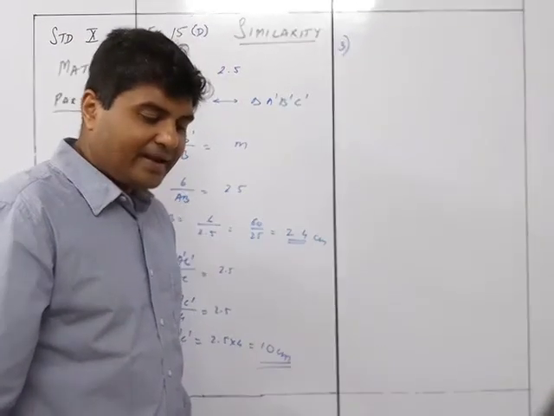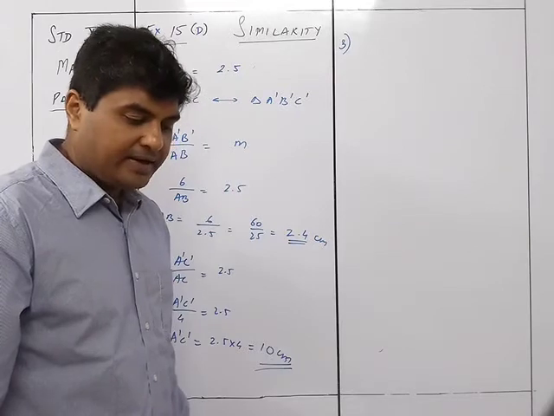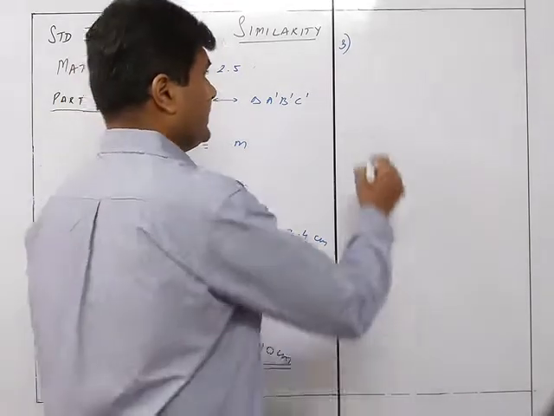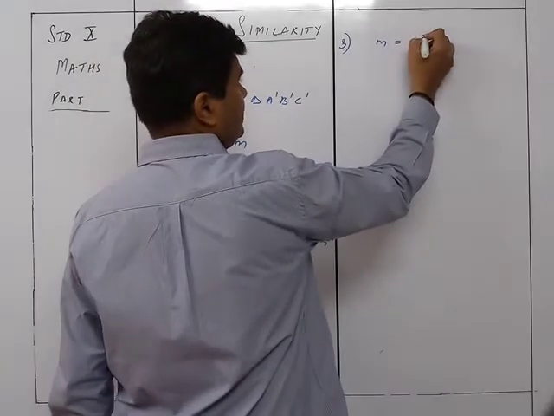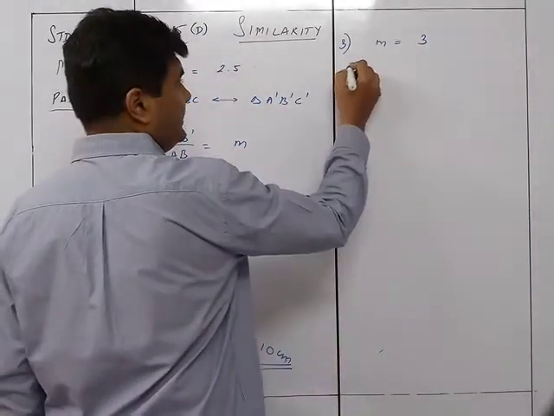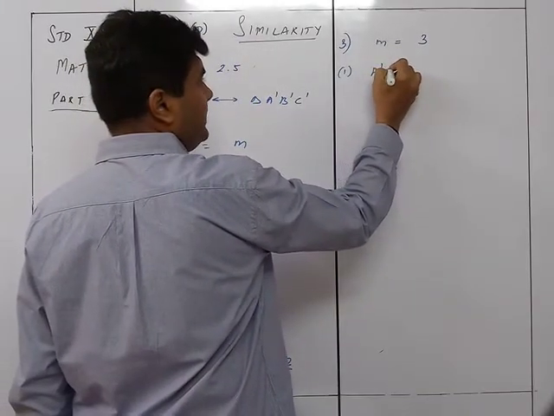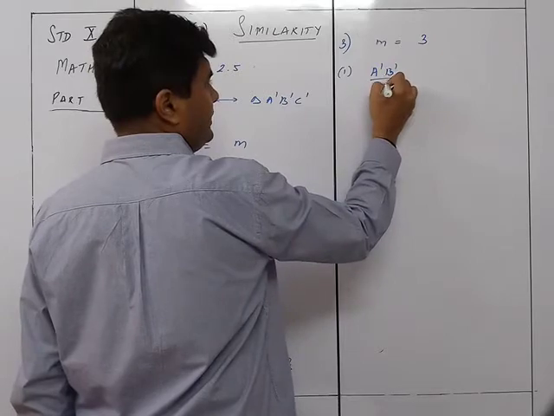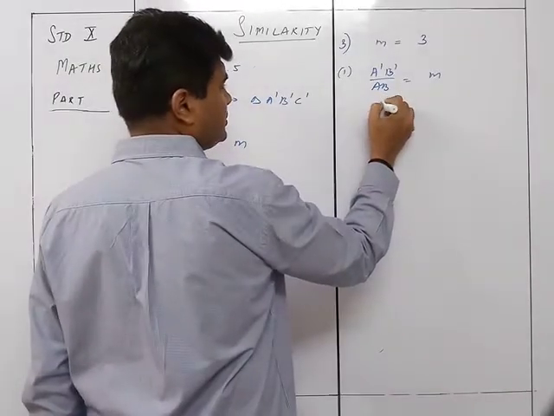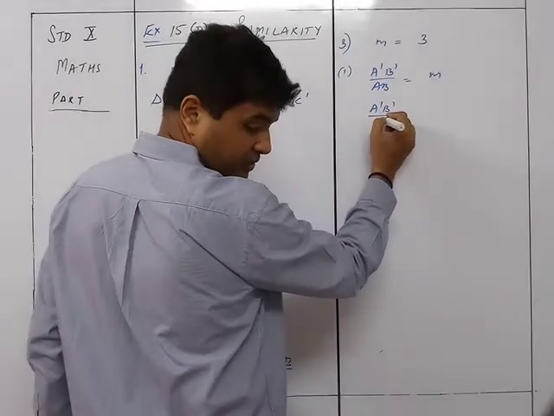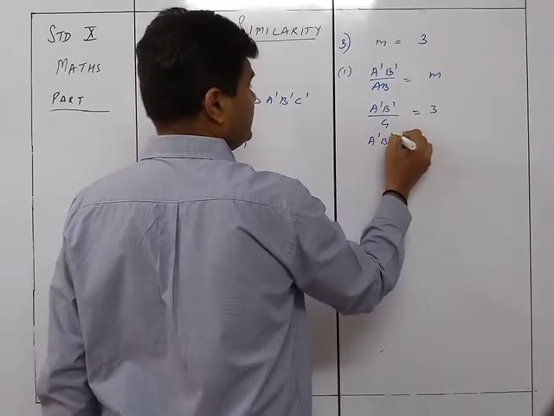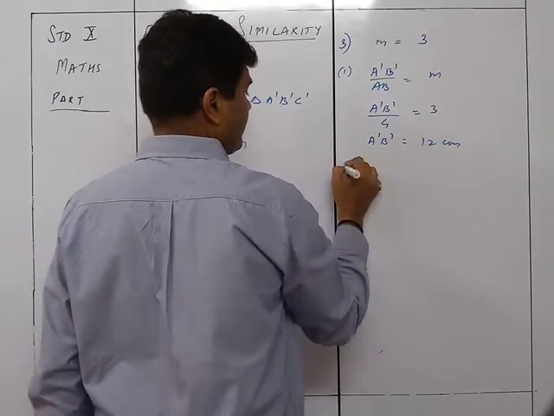A triangle ABC is enlarged about the point O, the center of enlargement. The scale factor is 3. So we are given that scale factor M is equal to 3. First part: A'B' upon AB is equal to M. We need to find A'B' when AB is equal to 4, and M is equal to 3. So A'B' is equal to 12 centimeters.